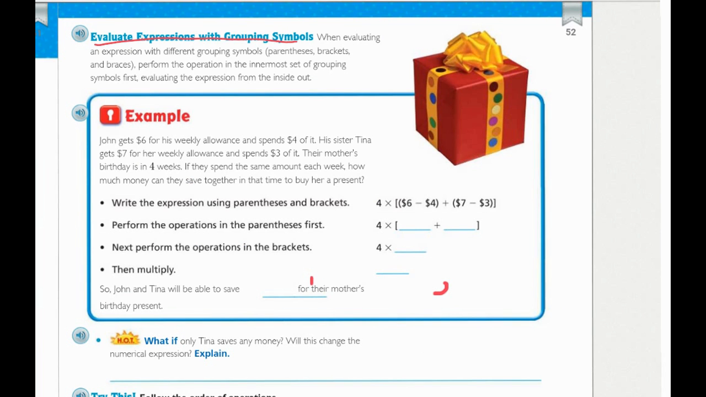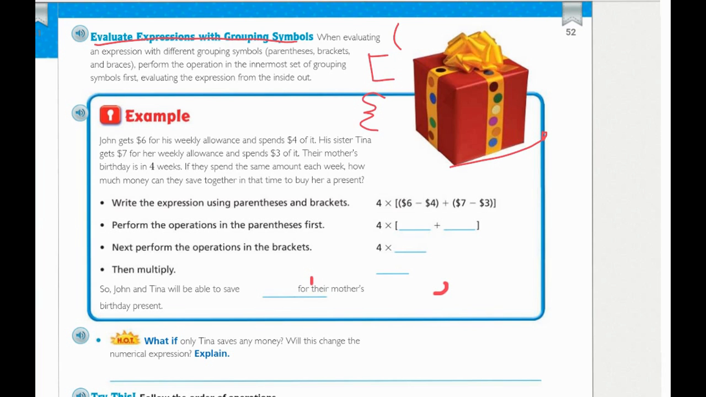An expression can have different grouping symbols: parentheses, brackets, or braces. This is a parenthesis, this is a bracket, and this is a brace, okay? When you're performing operations, you're going to start with the innermost side first, and then work your way out.